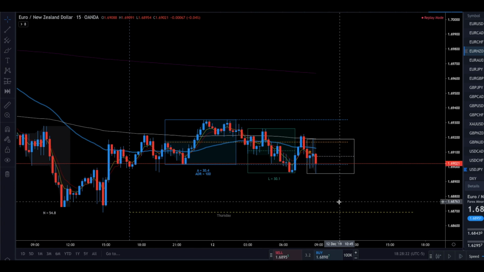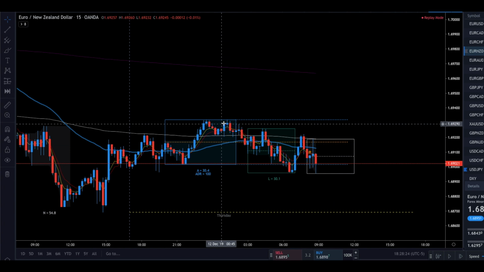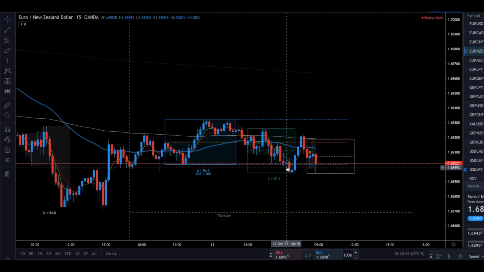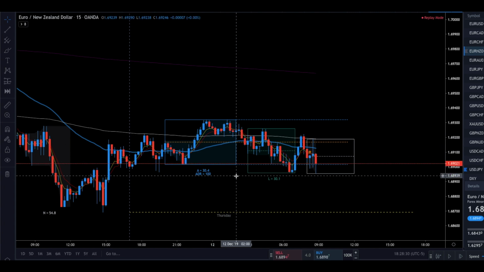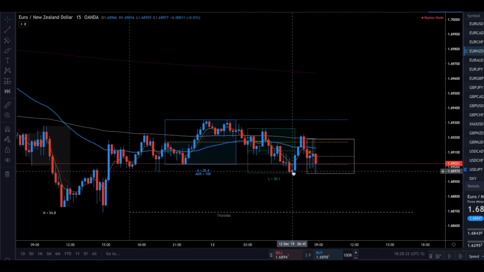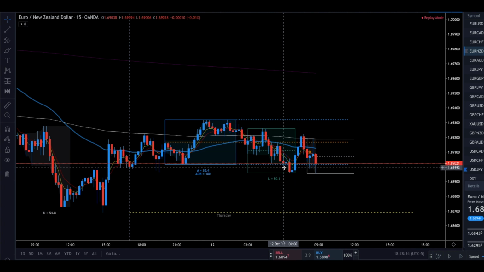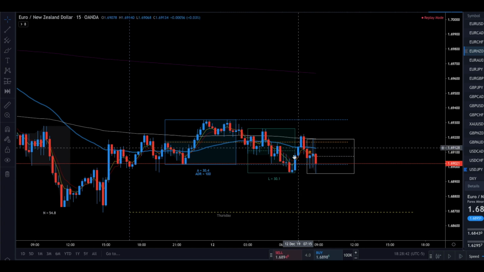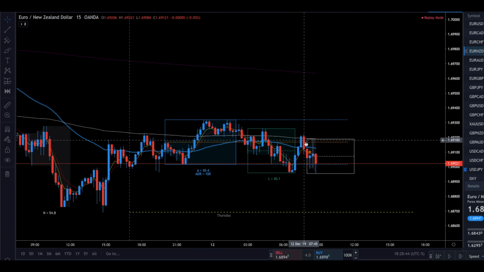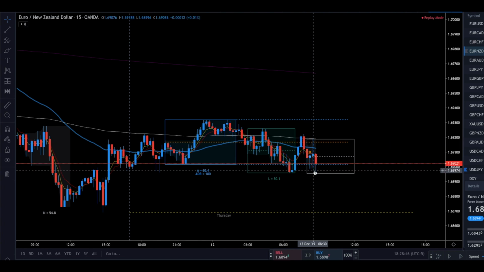So what happened during the London session? Really nothing happened. You just moved down to the bottom of the range, which is about a 30 pip range. So nothing happened really during the London session. Now look what's happening at the opening of the US session. You had a move up to the middle of the range, came back down, and now we're trending towards the bottom of the range.